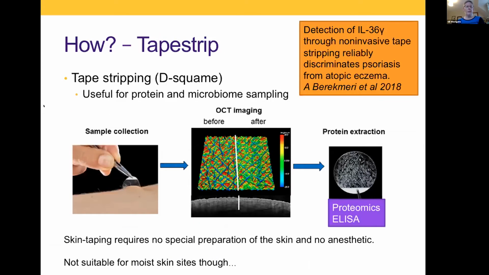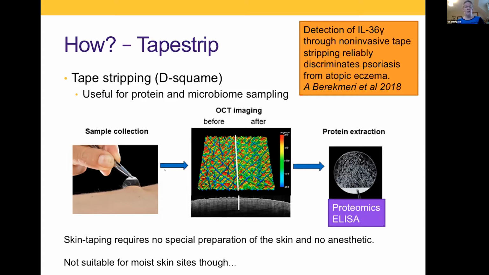Another very, very commonly used sampling method is tape stripping, often using D-squames. And this is a D-squame here. You can see it's a small round sellotape adhesive with a little area that you can grasp with your forceps. And when you sample that, you can take off stratum corneum, peptides, cytokines, inflammatory mediators, and microbiome components.